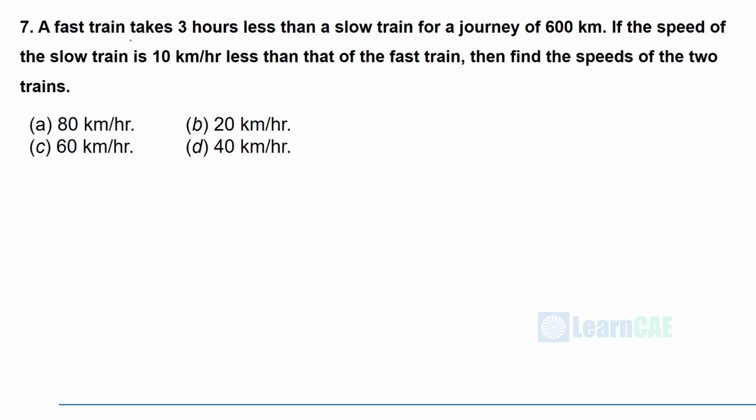Next question. A fast train takes 3 hours less than a slow train for a journey of 600 km. If the speed of the slow train is 10 km per hour less than that of the fast train, then find the speeds of the two trains. Let 1 and 2 represent the two trains, 1 being the fast train and 2 the slow train. Let the speeds be represented by u and v for these two trains and the times taken be represented by t1 and t2.